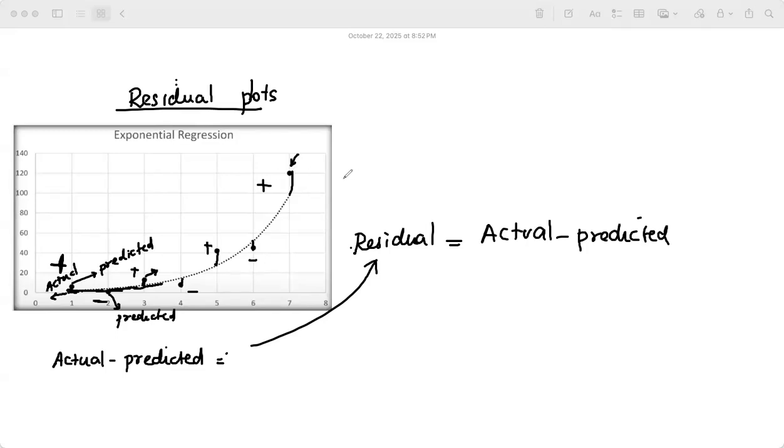Once you find the residual, you can plot a residual graph. What is that residual graph? You can think of the x-axis as your actual value, and then draw the graph of residuals. So how will that look? Let's say, for this function itself, the residual plot would look something like this.